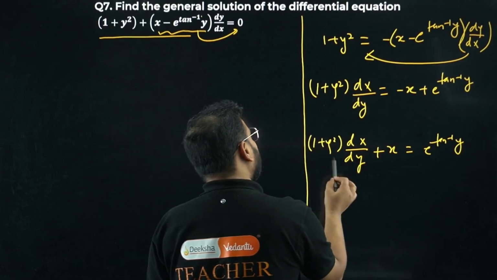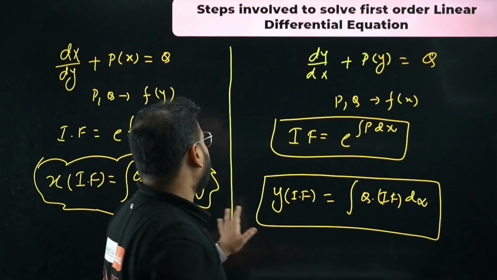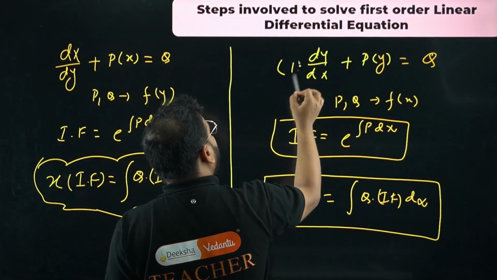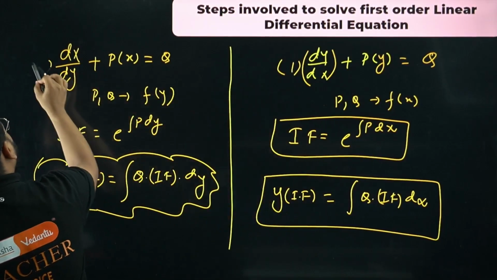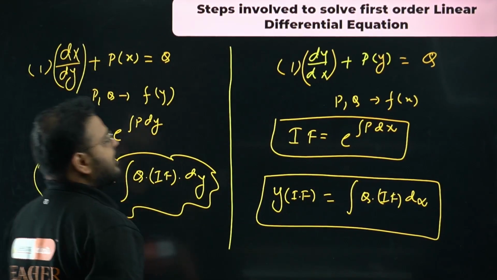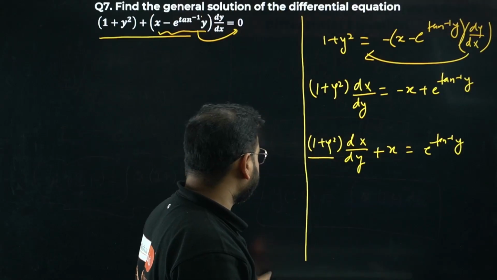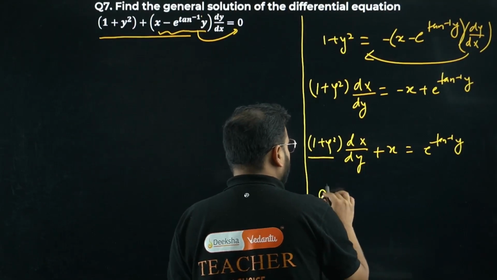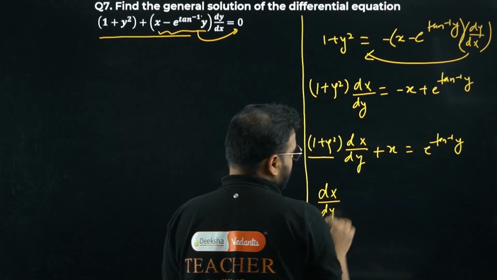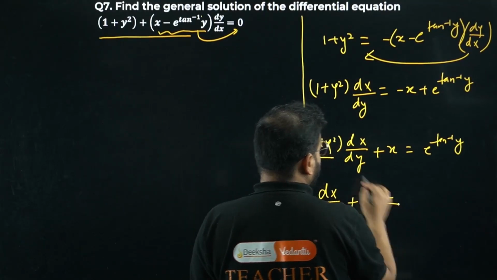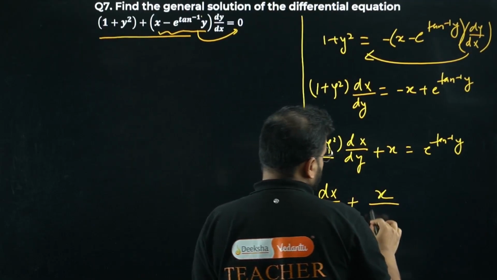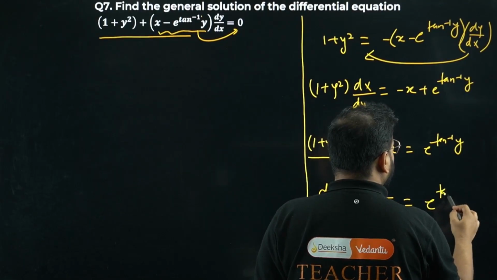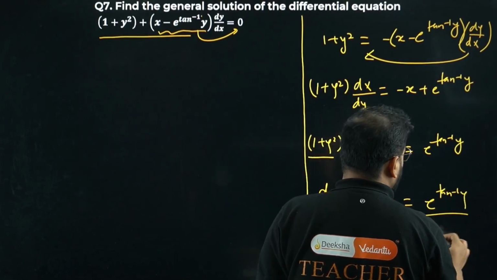Now divide everything by this whole term, because I want the derivative's coefficient to be 1 everywhere. What is multiplied to the derivative, bacha? Always 1. Nothing else should be there. You should not have anything else with the derivative. Whatever is here, you have to remove that. So it will become dx by dy plus x upon 1 plus y square, dividing everything by this term to make it 1, equals e power tan inverse of y divided by 1 plus y square.